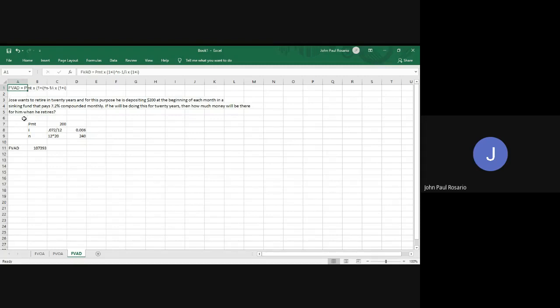Okay? So payment here is $200 and then i here is 0.072 over 12 and then n is 12 kay monthly man times 20 years. So with that, i-substitute na to sa formula. I-substitute na sa formula. If you would like to try it using your calculators, you'll get this one.